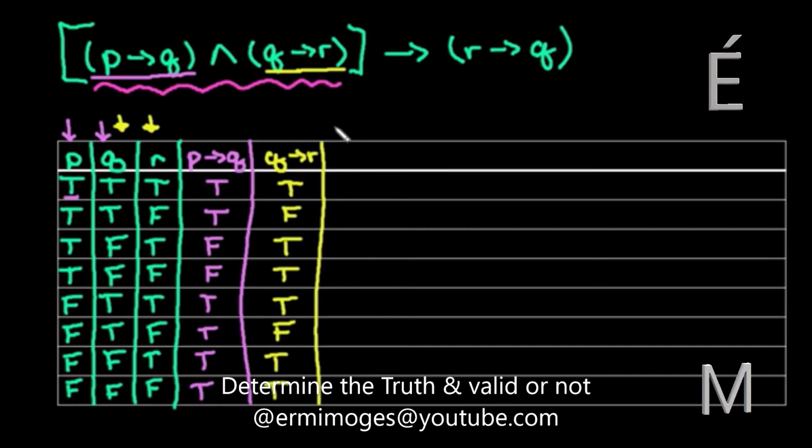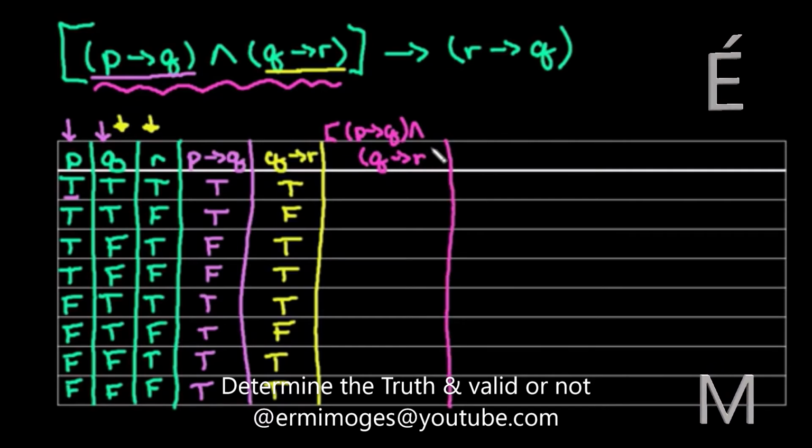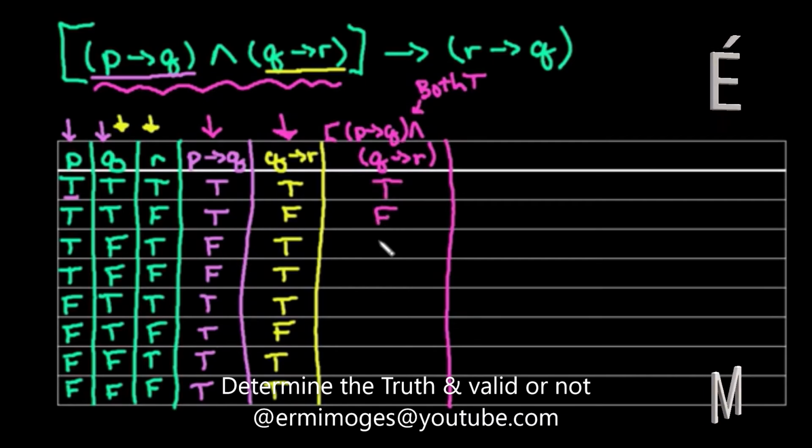So the next one would be the P, then Q, and Q, then R. For this one, we're going to look at the two columns, P, then Q, and Q, then R. Remember, with and, this means that both must be true to be true. So true, true is true. True, false, they're not both true, so we would say this is false. False, true is false. False, true, false.